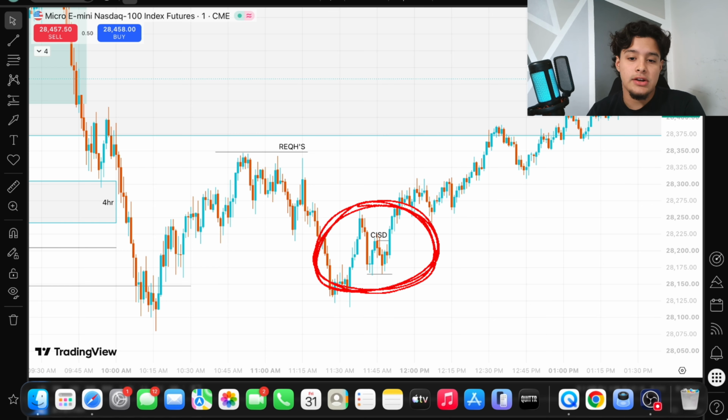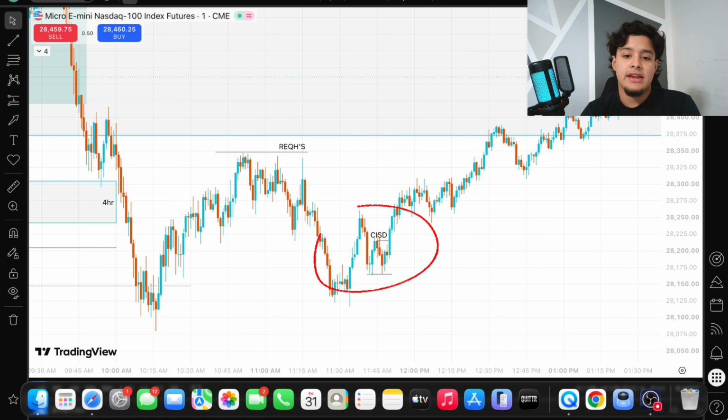And as you can see here, after having a change in state of delivery, after inversing a fair value gap, and specifically after retesting a smaller fair value gap, we end up getting a reversal targeting those relative equal highs, and we end up pumping the rest of the day later, which is out of our trading session.